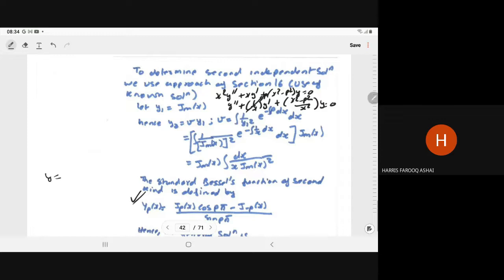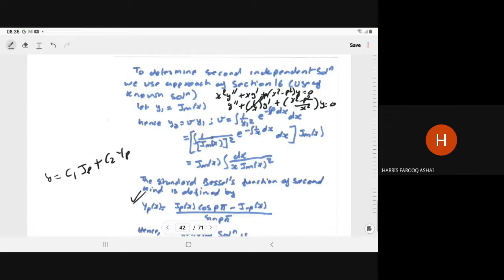So here Yp is equal to Jp cos(pi p) minus J minus p upon sin(p pi). So from here the general solution will become c1 Jp plus c2 Yp. That is our general solution of the given Bessel equation, right? So when p is not an integer, simply you write c1 Jp plus c2 J minus p. But when p is an integer, in that case it's better you write c1 Jp plus c2 Yp.